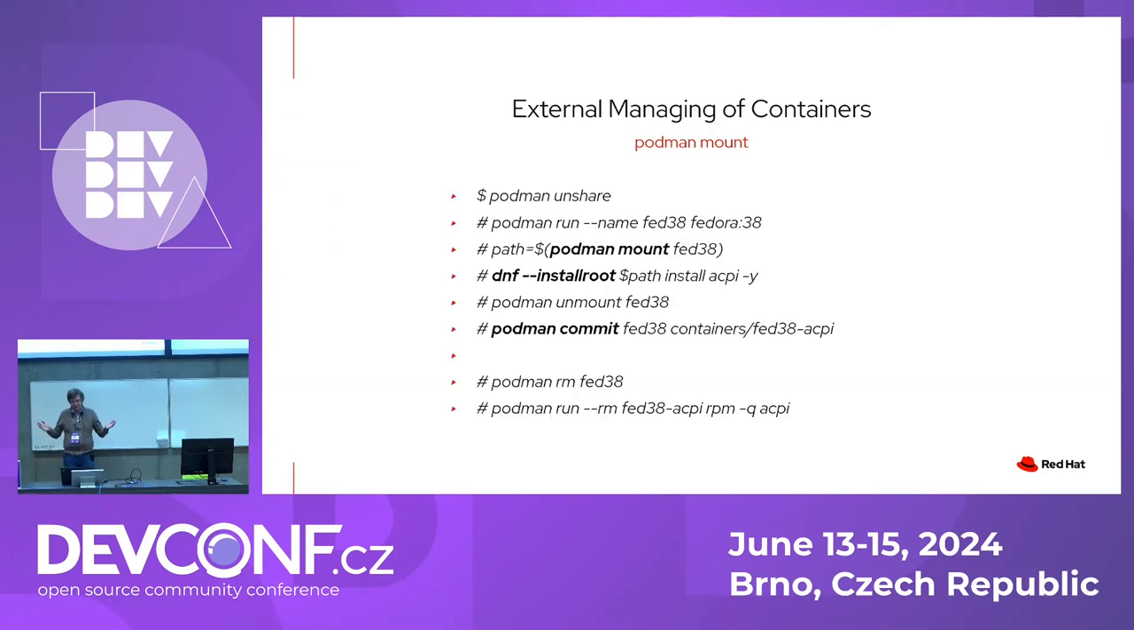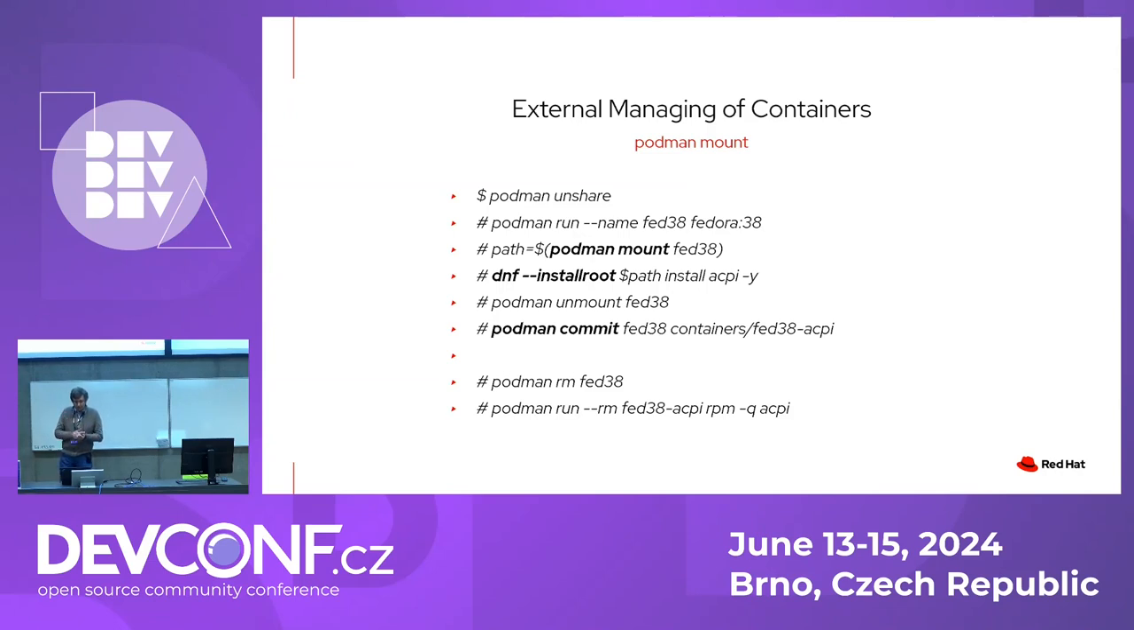How does it work? It's pretty easy. You start with podman unshare, then you mount your container, and then you use DNF directly from your host, using installroot, and you can perform everything here. You can install software, you can check for updates, you can download updates, anything you like. Then you commit your changes, and you have a new image, and then you can check what you have. Yeah, you can run a command like normal, and you can ensure that what you installed is there.